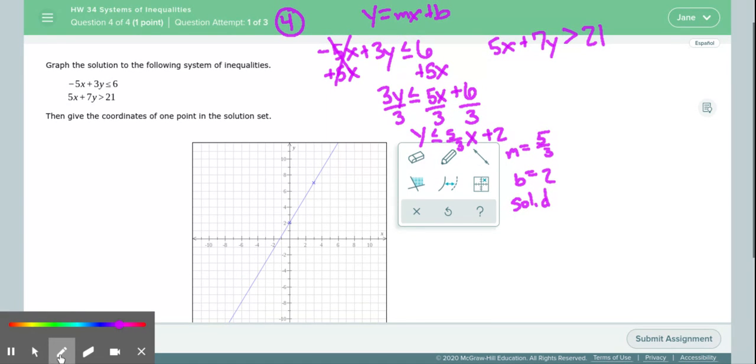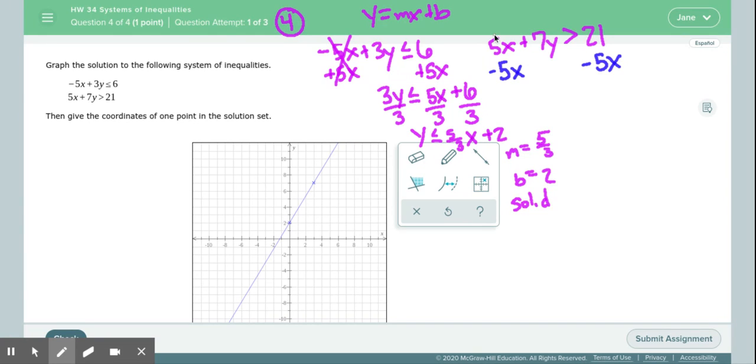All right, for my second inequality, I'll need to do the same thing. I'll need to move 5x to the other side. Right now that one's positive, and the opposite of a positive is a negative, so I'm going to minus 5x on both sides. That leaves me with positive 7y is greater than minus 5x, and then I'll bump the positive 21 to the end. Y is being multiplied by 7, so the opposite is divide by 7. 7 divided by 7 cancels.